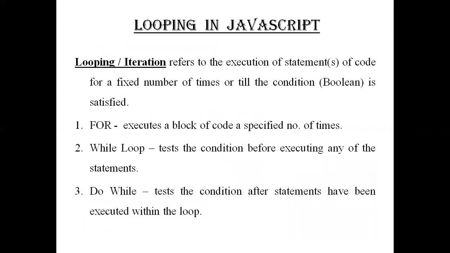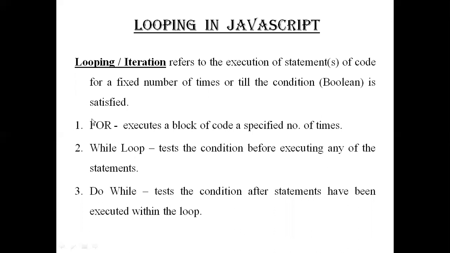Next is looping in JavaScript. While creating programming logic, we need to sometimes execute some statements repeatedly. They are called loops. Looping is also called iteration. This refers to the execution of statements of the code for a fixed number of times or till the condition is satisfied. There are three types of loops in JavaScript: the for loop, while loop, and the do while loop.